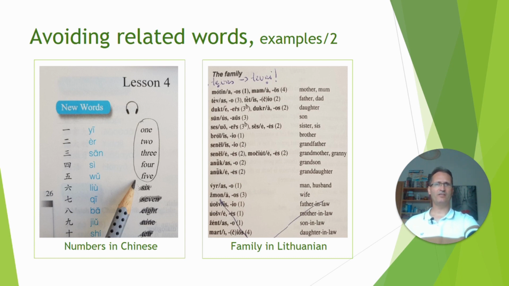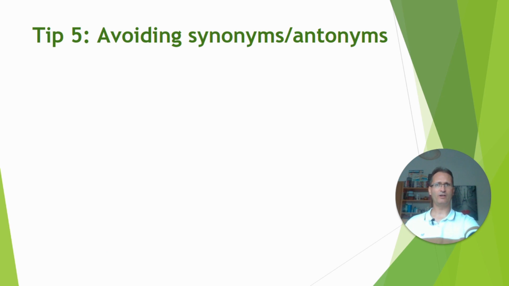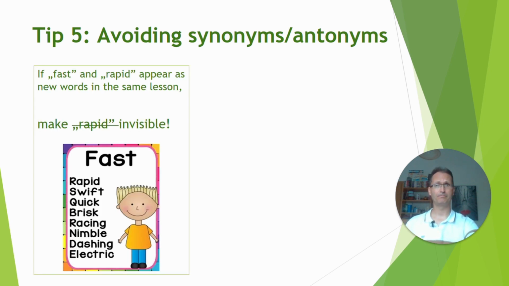Okay, so I think it's clear about all these related words, and now we are going to recommendation number 5, which is avoiding synonyms and antonyms. Well, it's quite simple, because if, for example, fast and rapid appear at the same time or in the same context or very close to each other, I recommend you to learn the simpler version, which is fast in our case. And there are other examples for synonyms, but really learn just one word here.